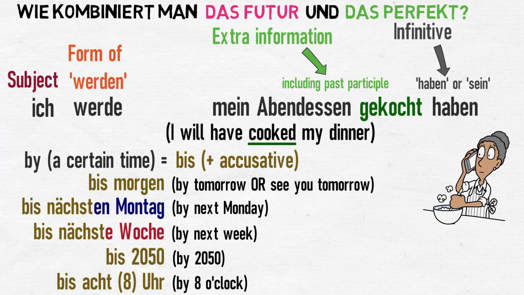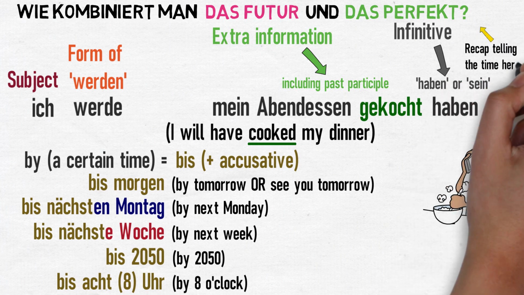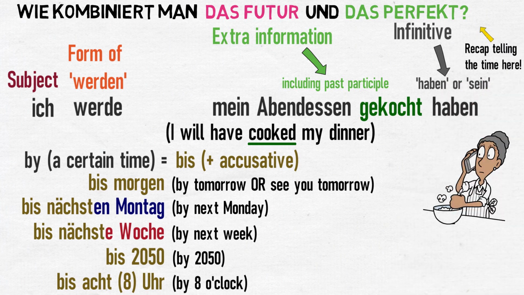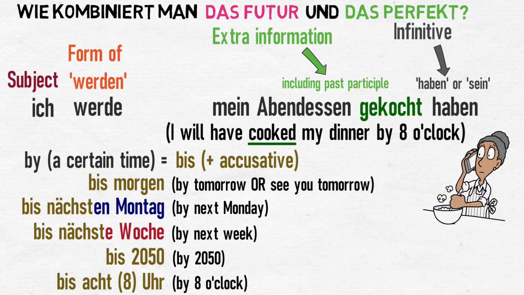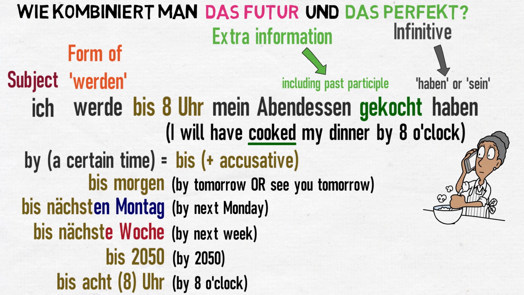If you want to recap how to tell the time in German so that you can use it in these types of sentence, you can go back and watch that video by clicking this banner now. I will have cooked my dinner by 8 o'clock is therefore Ich werde bis 8 Uhr mein Abendessen gekocht haben.